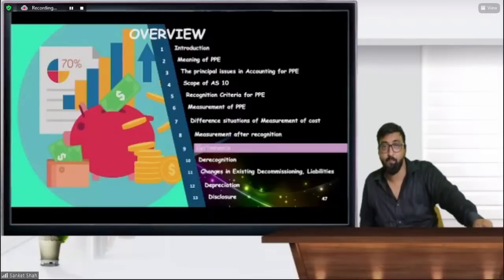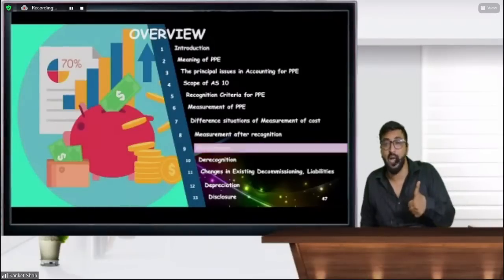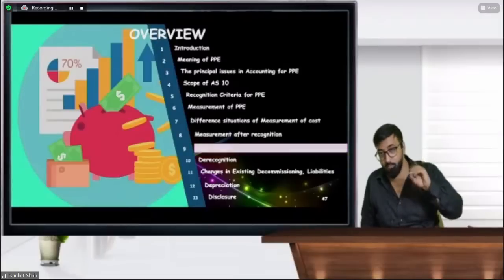So measurement, different situations of measurement of cost. Number one, it is purchase on hire purchase price. Second one, in case of exchange with another asset. Third one is finance lease. Fourth one is government grant, and fifth, for a consolidated price. So 5 situations are there.